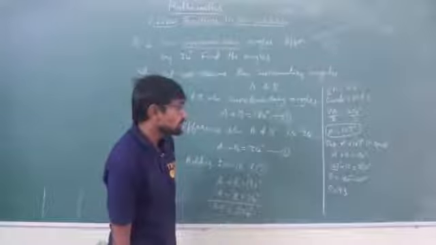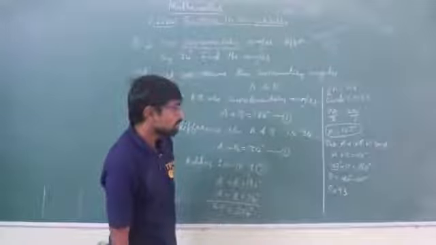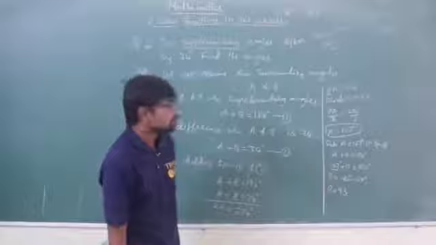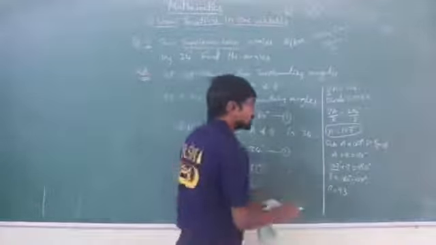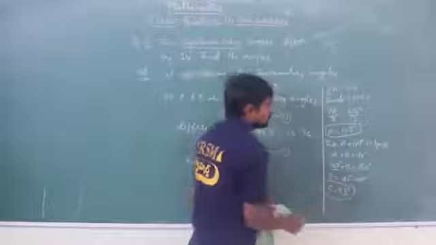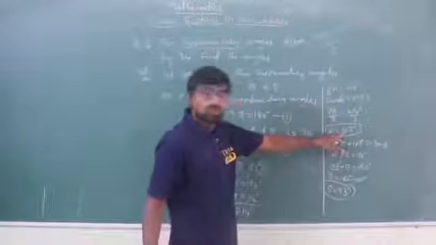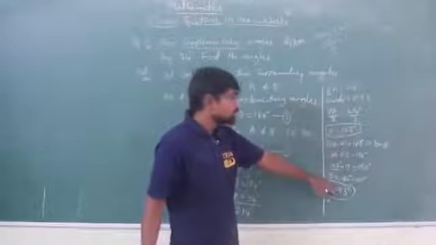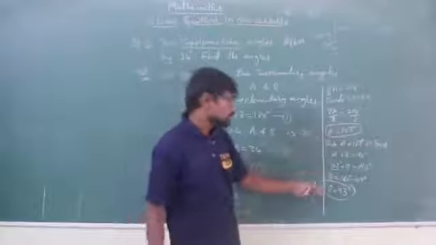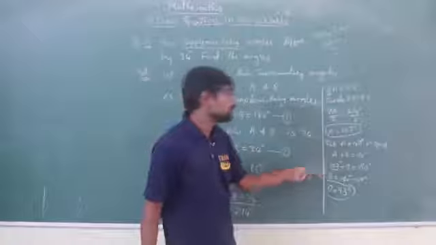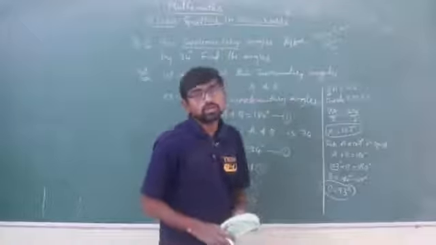So this is how you can find the value of A and B. If you add both the angles, 107 plus 73, then again you will be getting 180 degrees, isn't it? So therefore A is the supplementary angle of B and B is the supplementary angle of A.